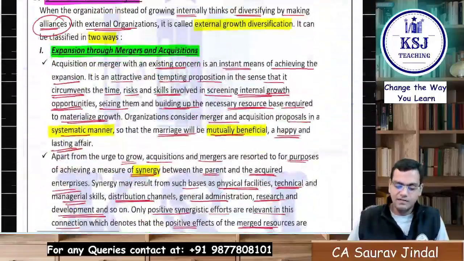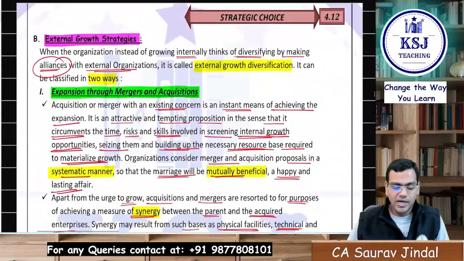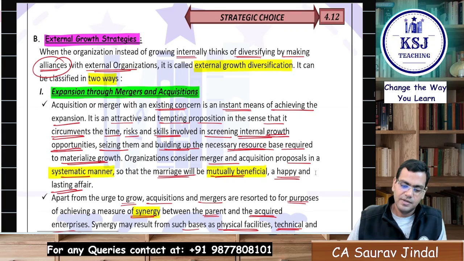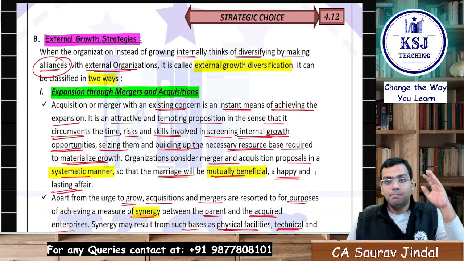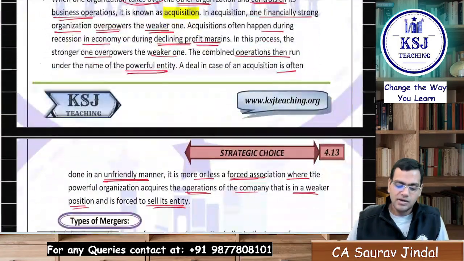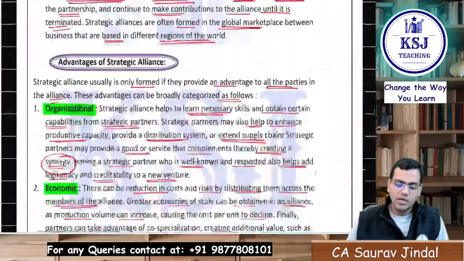The external growth strategies are done: expansion through merger and acquisition, and expansion through strategic alliances. Please revise this complete strategy in one go now. The internal part also and the external part also. Please revise it in one go, everything.